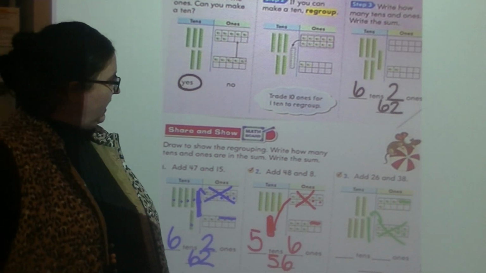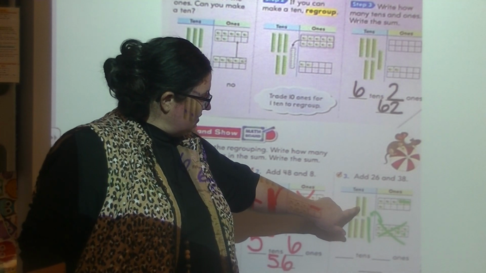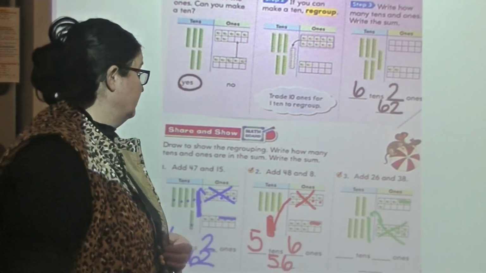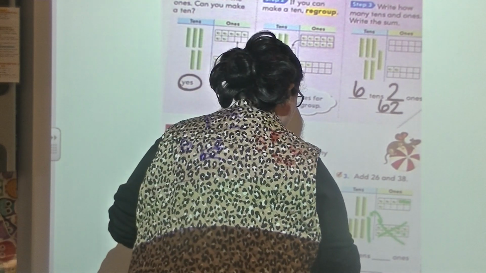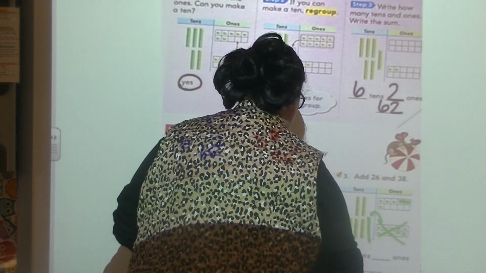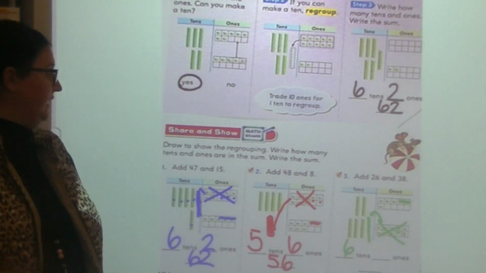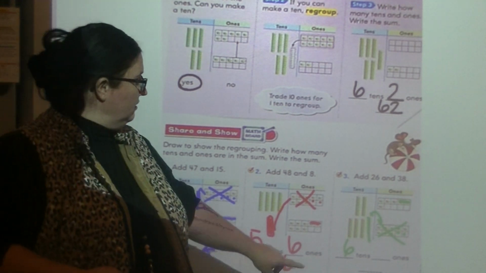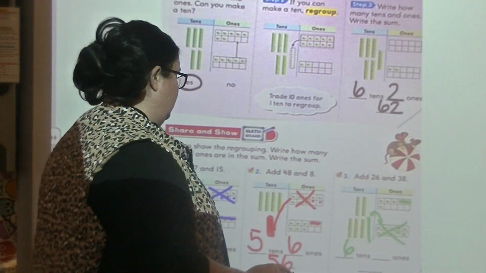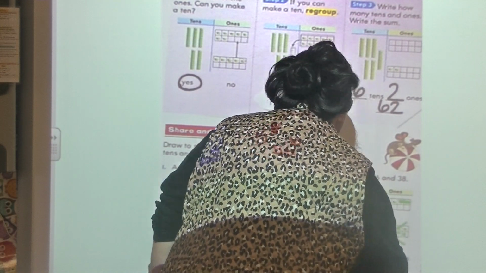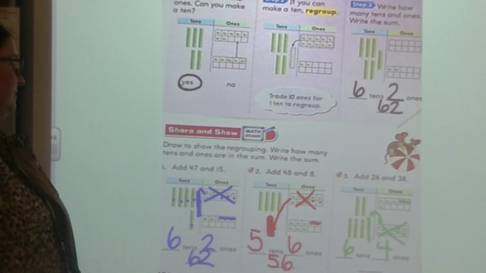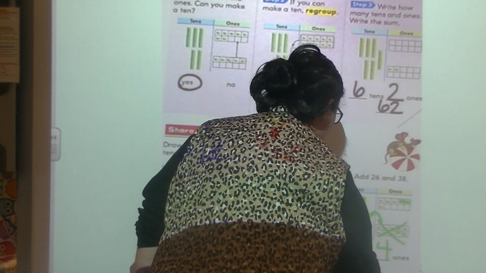And let's count what we have. Number of 10s. 1, 2, 3, 4, 5, 6. And number of ones, 1, 2, 3, 4. 6 tens and 4 ones is 64.